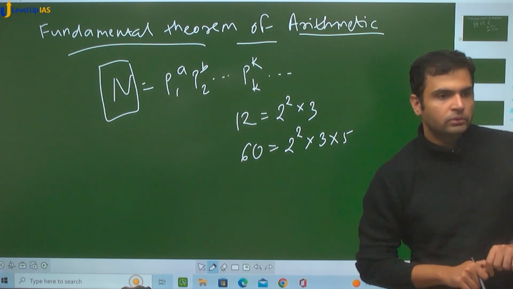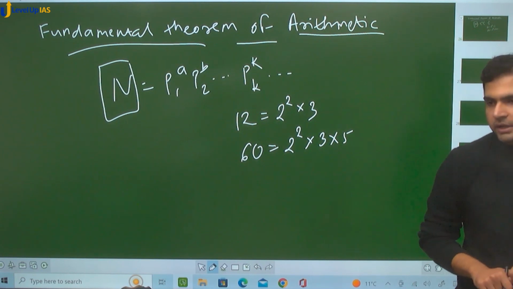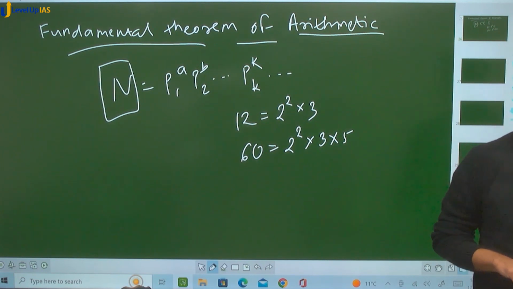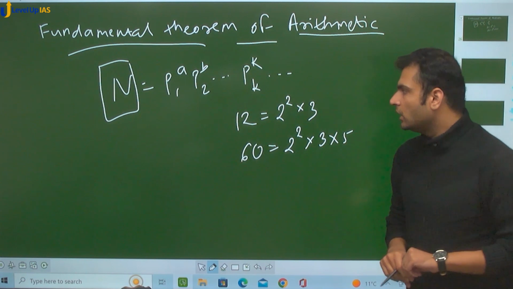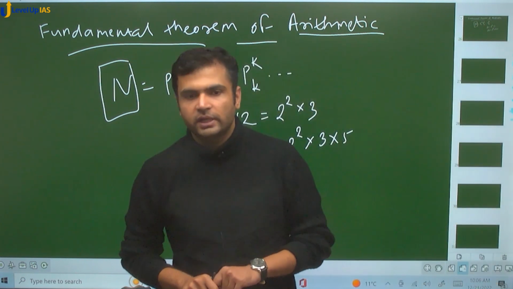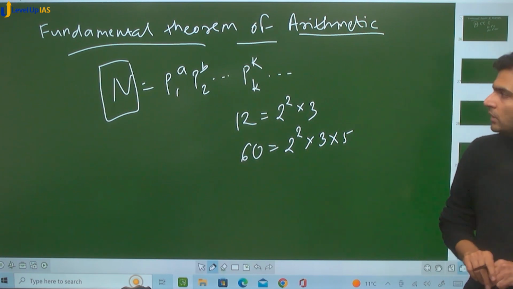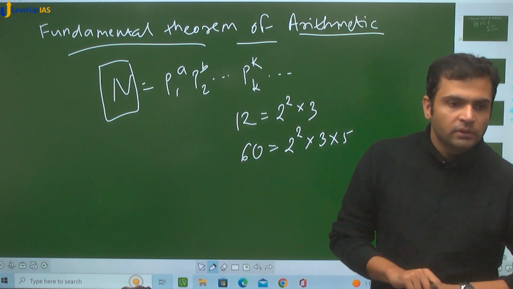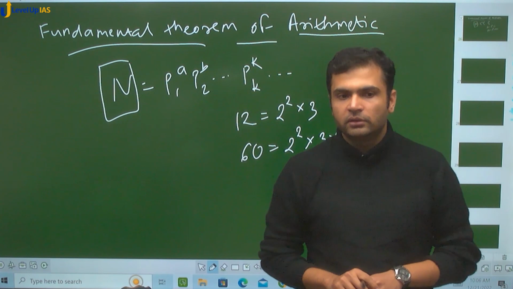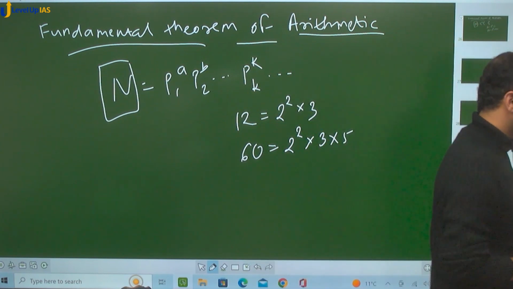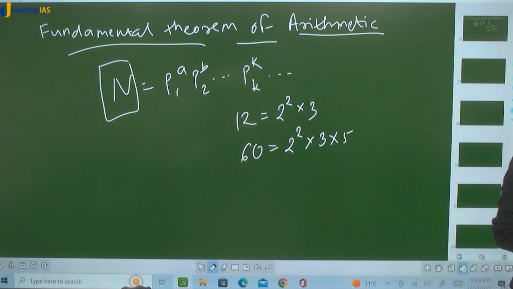Now we want to acquire the skill to write any number into its prime factors. That is the skill that is relevant for us. We want to be able to factorize any number into its prime factors. Then a lot of things become very easy, like finding LCM, HCF, and checking for divisibility. All those things become very easy once you can factorize a number into its prime factors.